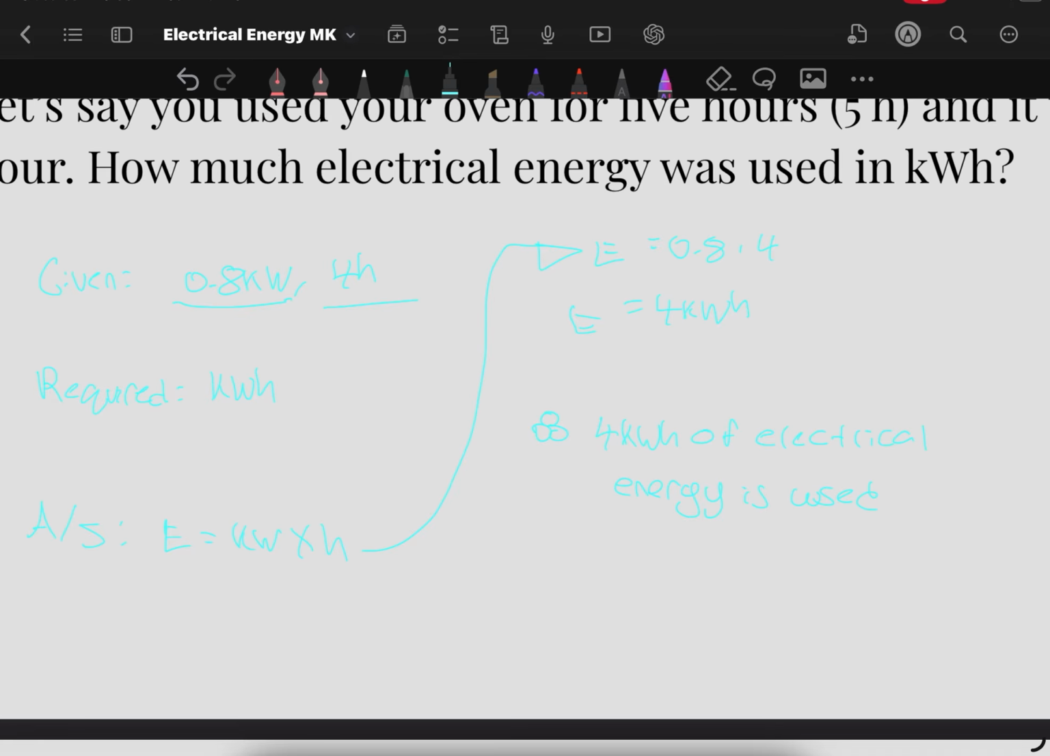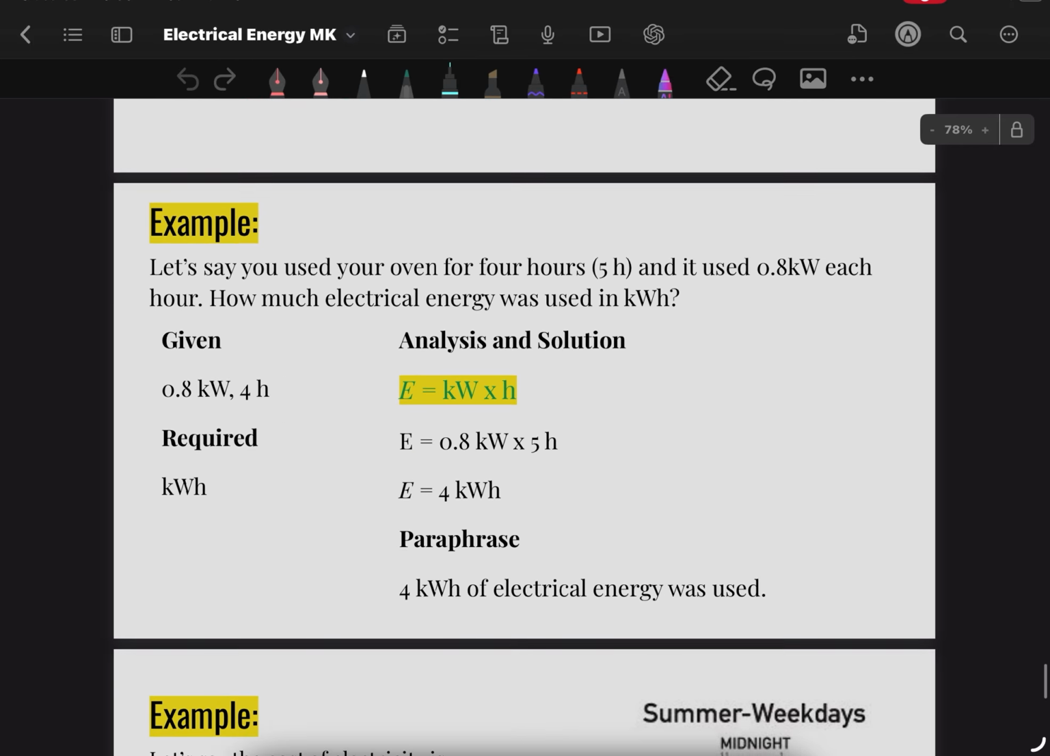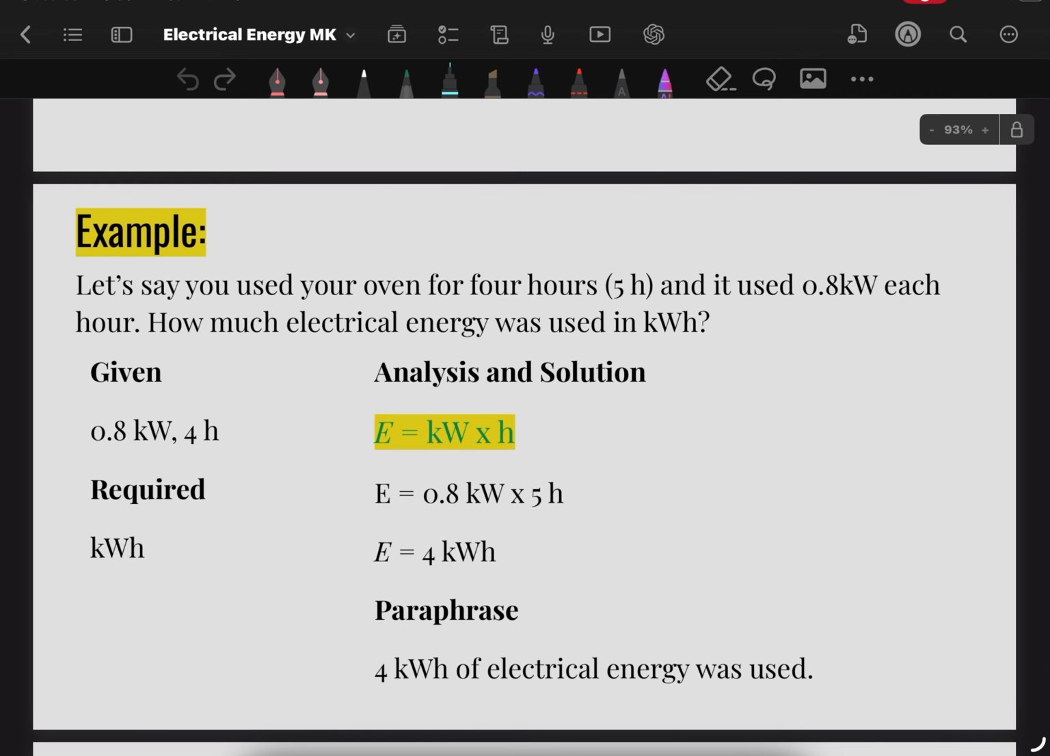Okay, next one. Alright, so here is a cleaner solution of it in case you guys wanted to see it. Now we're going to be using those graphs as I mentioned earlier.